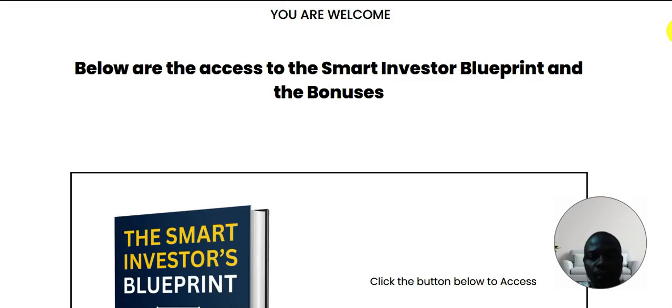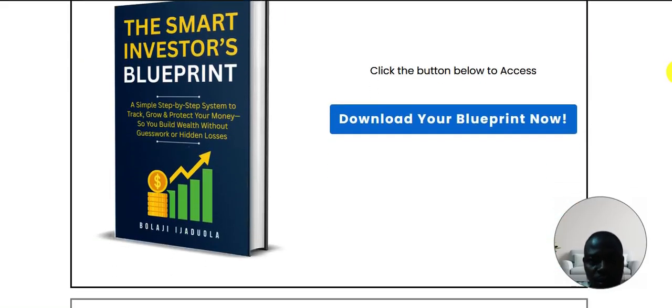Now, I quickly want to walk you through the entire system. After you've made and concluded your payment, you're going to land on this page. This is the first thing you need to do. First, download this package, the Smart Investors Blueprint, by clicking on download your blueprint here. After you've downloaded it, you go through it.